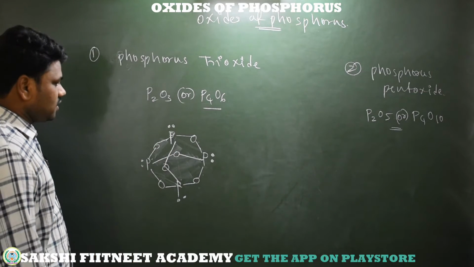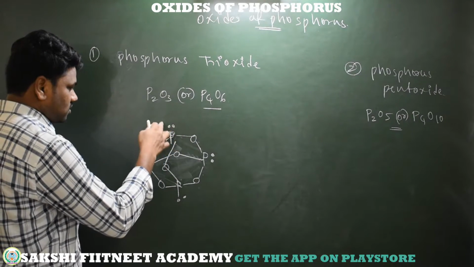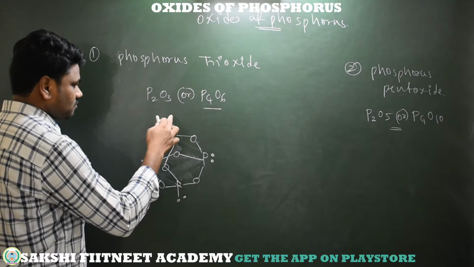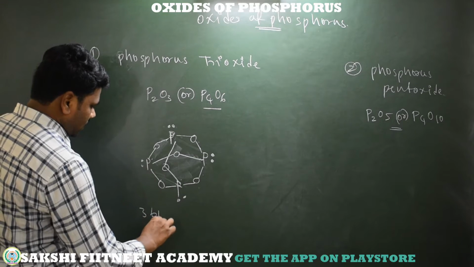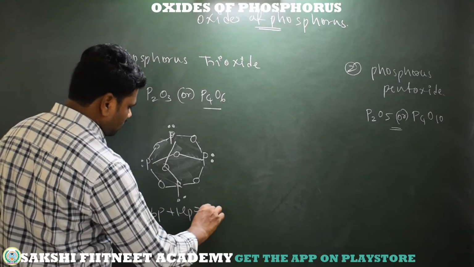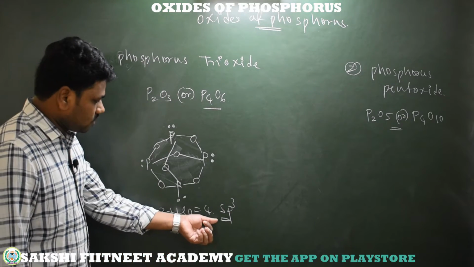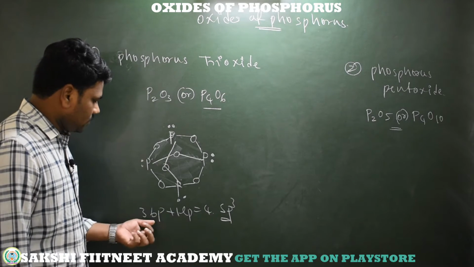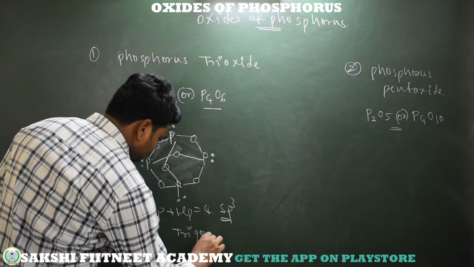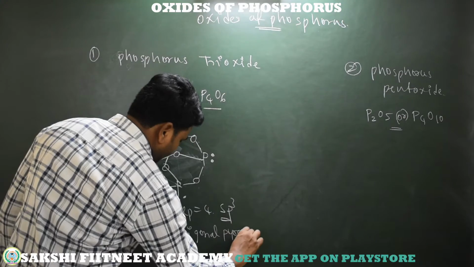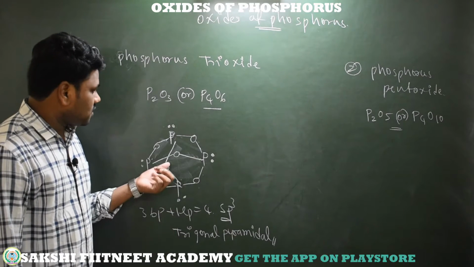So what is the hybridization of each phosphorus in this phosphorus trioxide? 1, 2, 3, 4. The 2 electrons are a pair, that means hybridized. That 4 are existing as 3 bond pairs plus 1 lone pair, which is equal to 4. Obviously it's sp3 hybridized. And what about the geometry? sp3 hybridized, 3 bond pairs, 1 lone pair, so obviously it's trigonal pyramidal. This is the geometry of phosphorus in phosphorus trioxide.